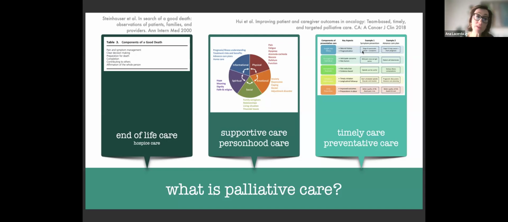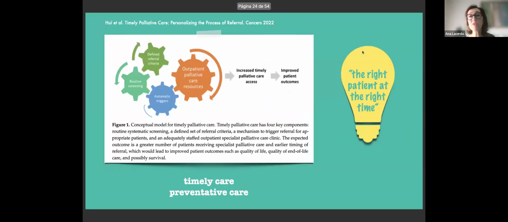evolving. So of course it did start in the 60s as end-of-life care for adults who were dying with cancer. And then it evolved to become recognized as good, supportive, and person and family-centered care. But now we're talking about something else. We are now talking about timely preventative care. And timely preventative care is nothing more than the right care for the right patient at the right time, whenever the patient needs and wherever the patient is.